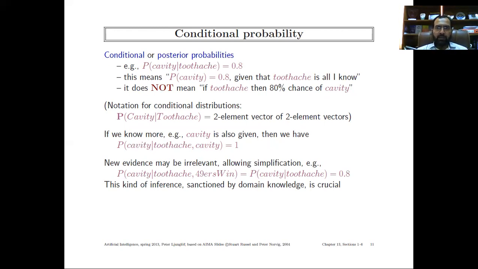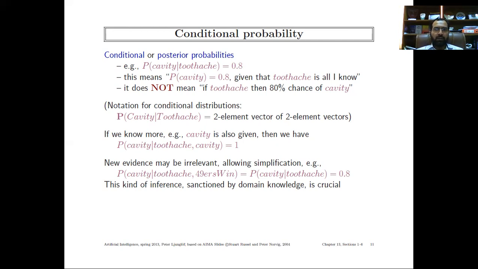So what we interpret here is that the probability of cavity is 0.8 given the tooth value which is given to us. So it means it's a posterior probability. Normally it is represented as P of cavity given tooth, which is a two-element vector.